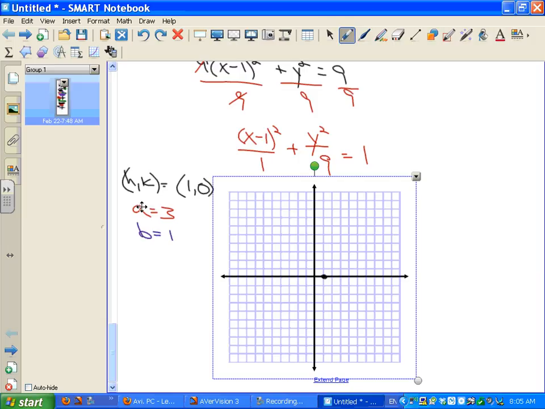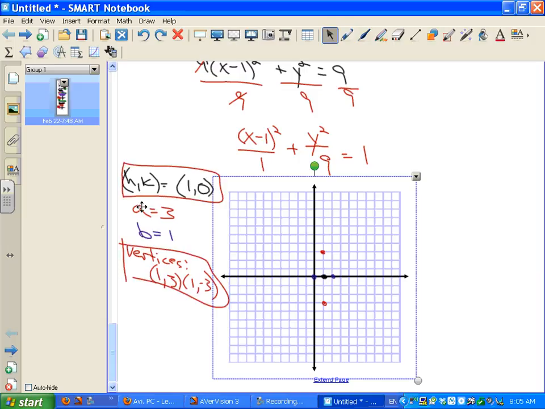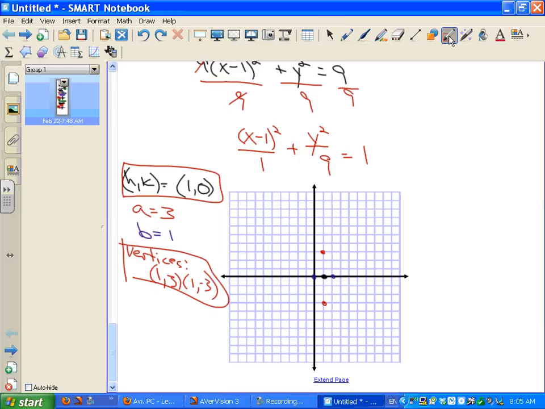And then you told me that it was an up and down type, so A has to go up 3. 1, 2, 3. Down 3. 1, 2, 3. B has got to go over 1, back 1. All right, so my vertices I've already got. They're going to be at 1, 3, and 1, -3. All right, so there's that. Here's my center. The only thing left to get is my focus.